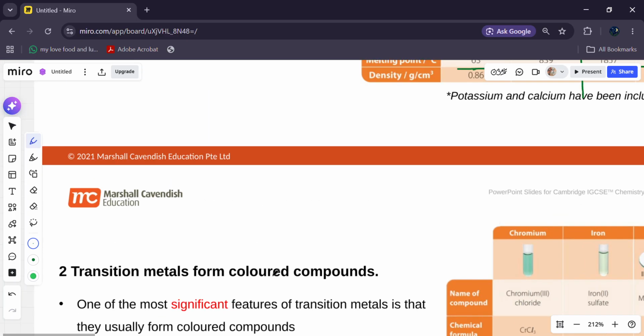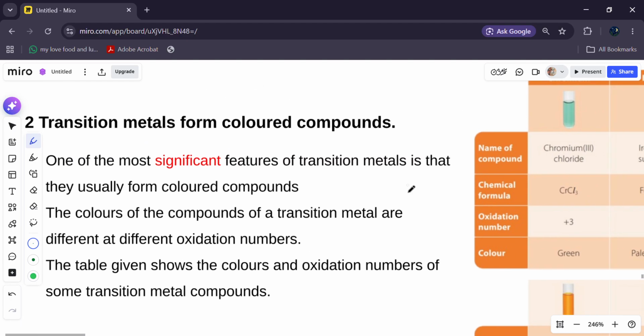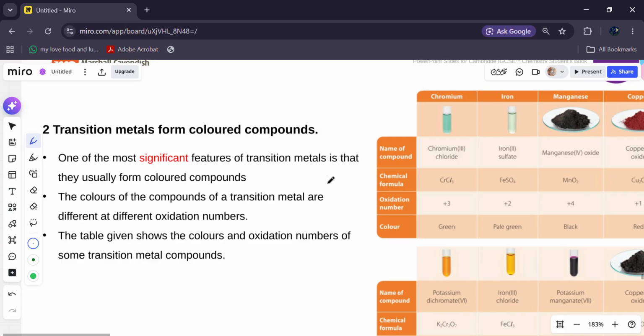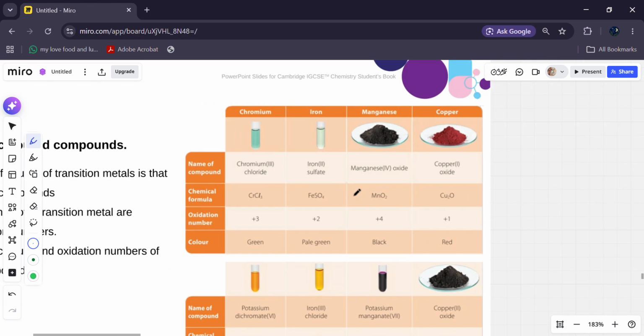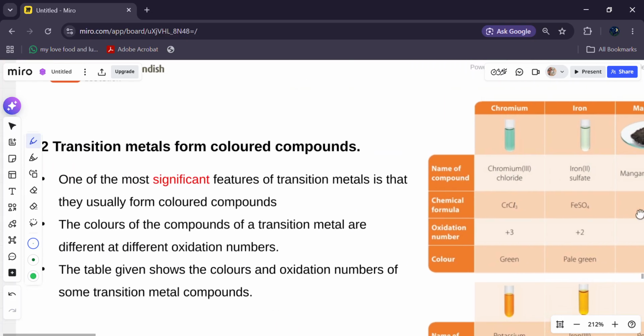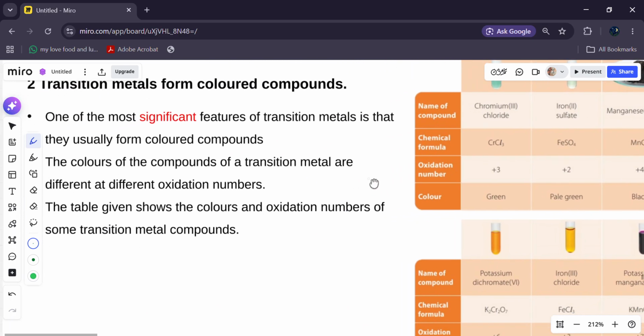So let's go to the next point, which is that transition metals can form colored compounds. One of the most significant features of transition metals is that they usually form colored compounds. The colors of the compounds of a transition metal are different at different oxidation numbers. The table given shows the colors and oxidation numbers of some transition metal compounds.